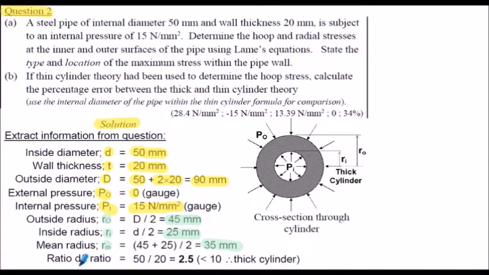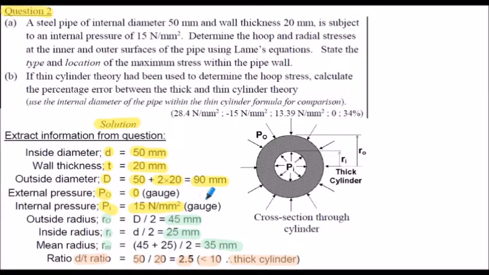Checking the D upon T ratio, the inside diameter divided by the wall thickness is 2.5, so that's less than 10. So thick cylinder theory applies here. I'll encourage you now to apply the two boundary conditions. We know the internal pressure, so we have the inside radial stress, and we know there's no pressure applied at the outside, so the radial stress at the outside surface is 0.